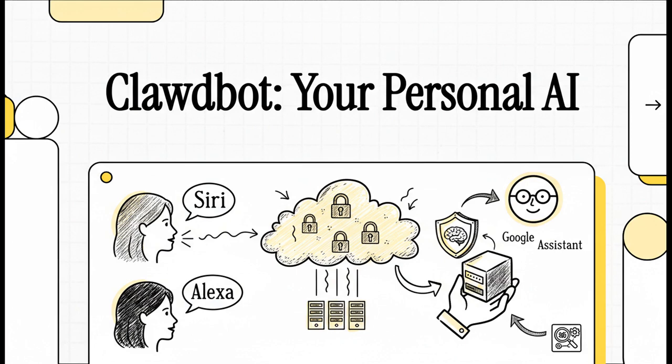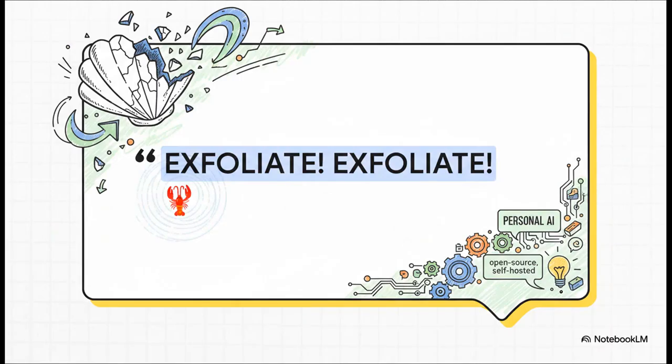Okay, let's get into it. Right out of the gate, you see this, exfoliate. It's weird, it's memorable, and honestly, it's kind of the battle cry for this entire open source project that's trying to do personal AI completely differently. They call it the lobster way, and the whole idea is about shedding that old rigid shell of corporate-controlled AI.